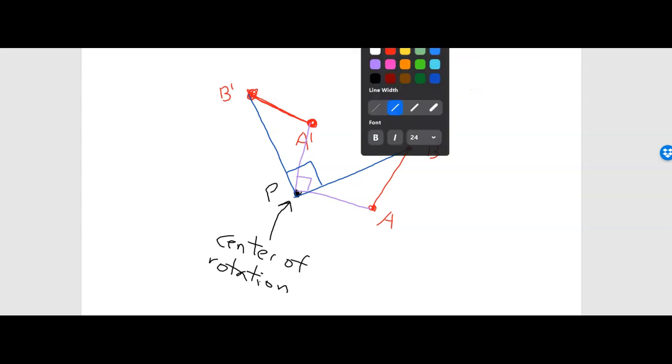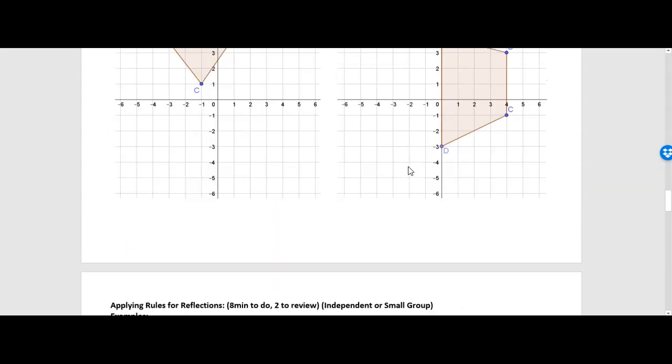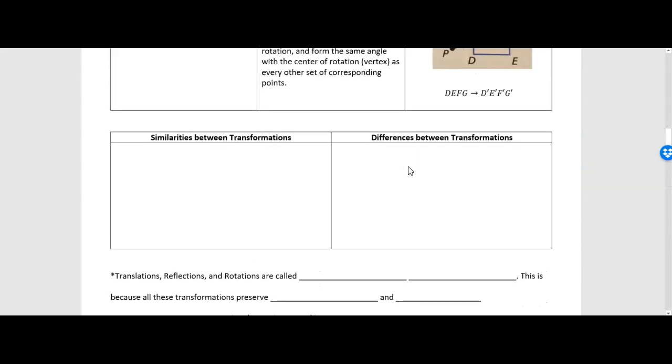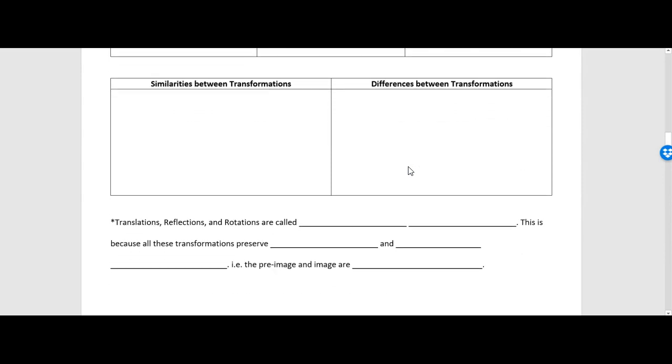Okay, let's go back up and discuss these three. We could think about the similarities between these transformations and the differences. And what I would do is pause the video and do that. Write down some similarities and write down some differences.